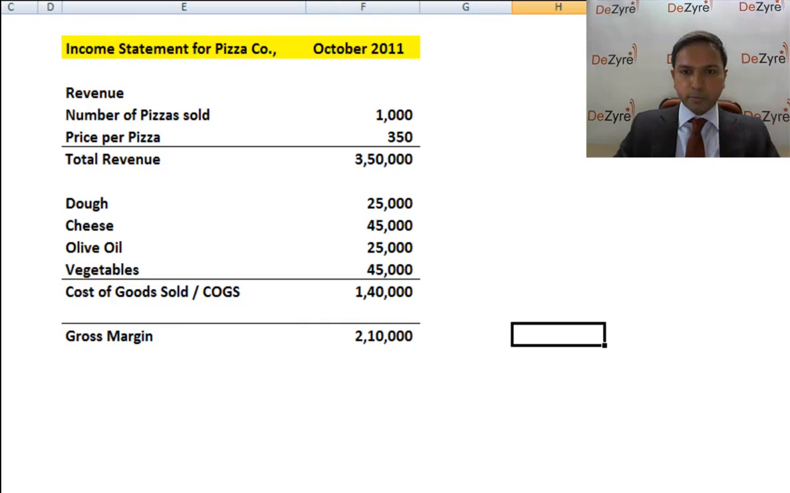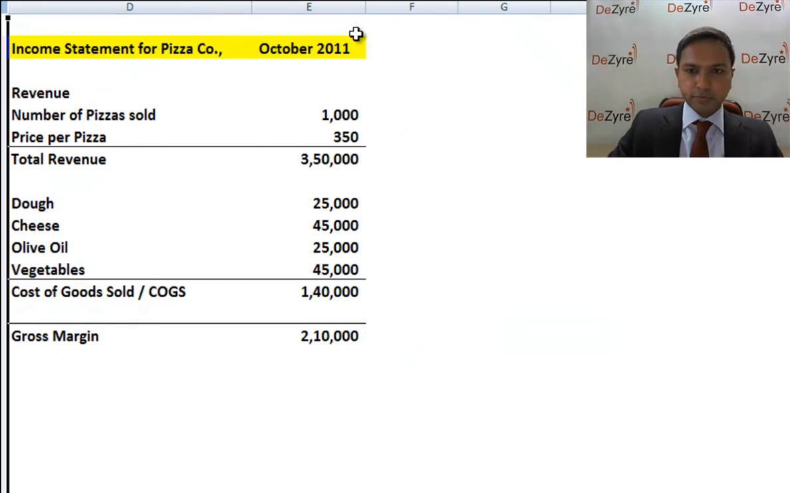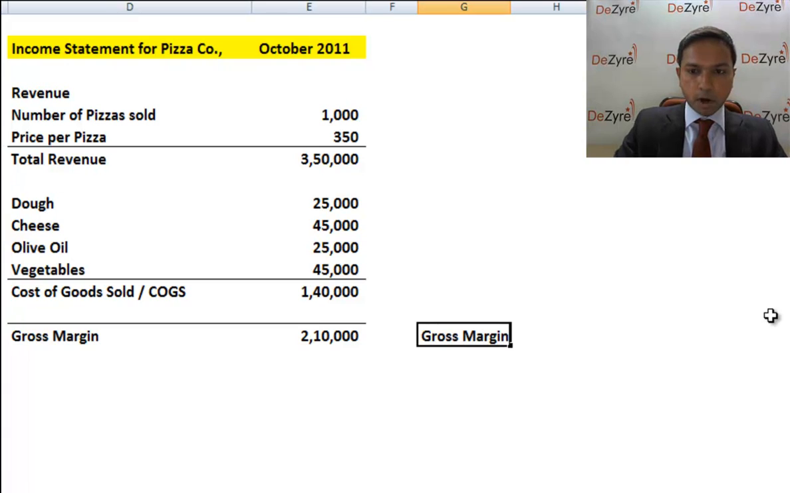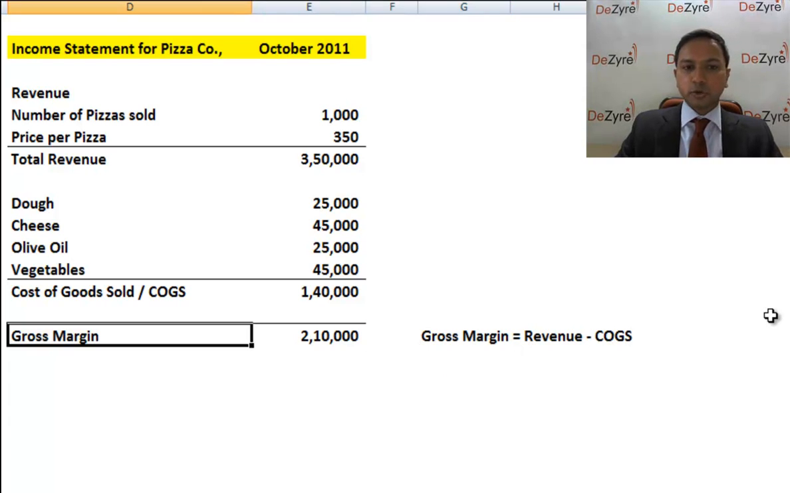Maybe to make this easier, we should probably write down the formulas here on the side, so it's easy for you to refer if you need to. The gross margin of a company is equal to revenue minus the cost of goods sold, and the gross margin is essentially the amount of money that you have left over after you spend on the ingredients to make the pizza. Sometimes you will add in the labor costs of the employees who actually made the pizza and all that, but those are specific cases. We'll deal with that as the session progresses. As of now, it's just the ingredients of a pizza.